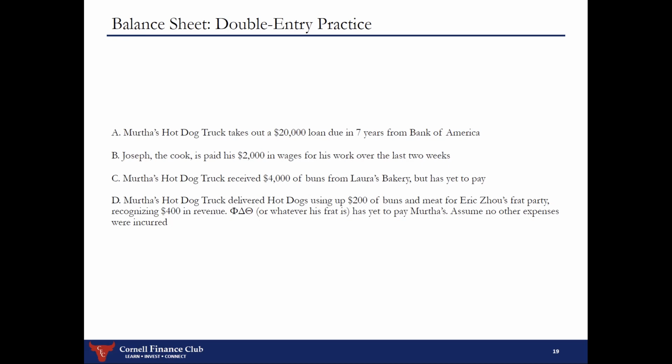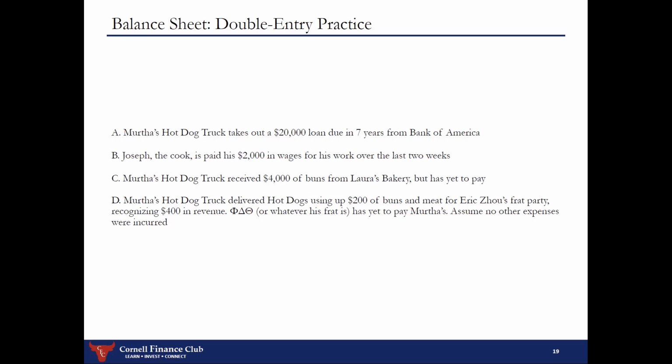B, Joseph the cook is paid his $2,000 in wages for his work over the last 2 weeks. So here you can see that because he is owed wages, this means that the expense has been accrued. So therefore you credit cash $2,000 because you're decreasing cash $2,000, but you're also debiting your liability, accrued expense, of $2,000, so that your balance sheet balances.